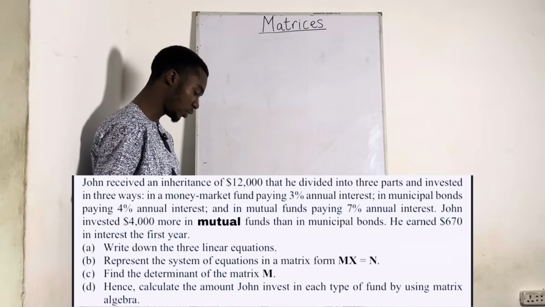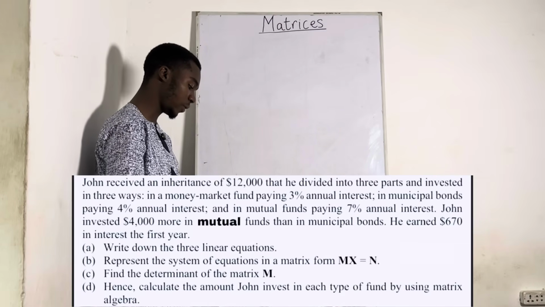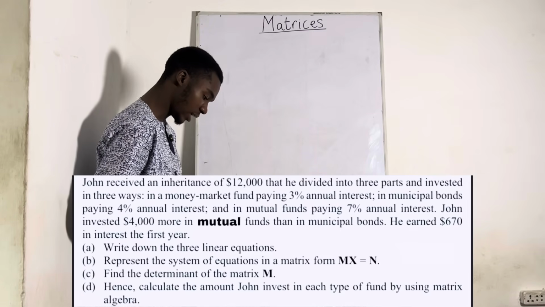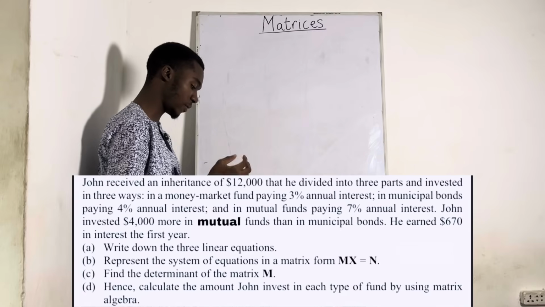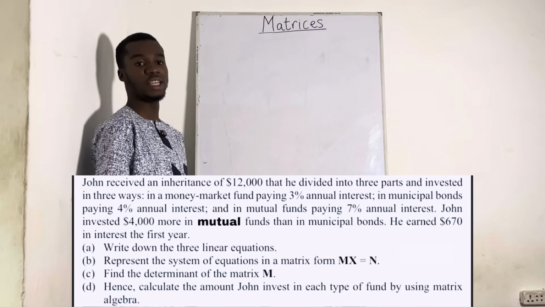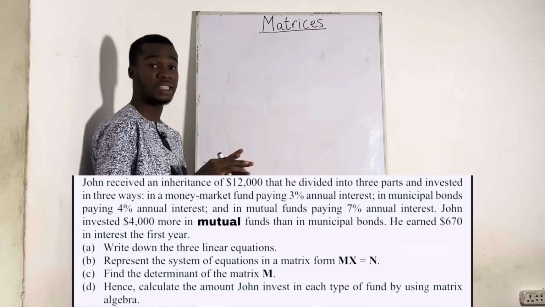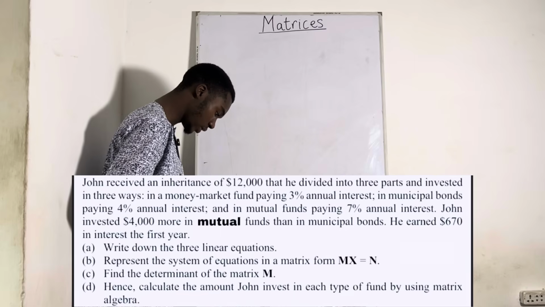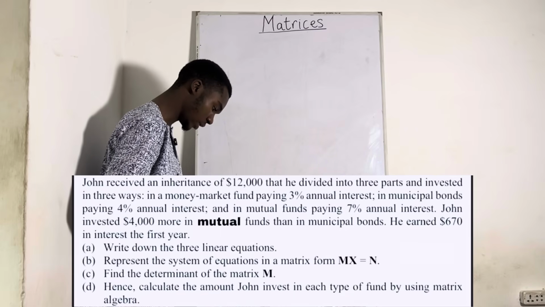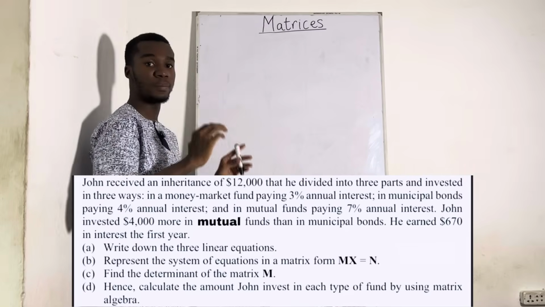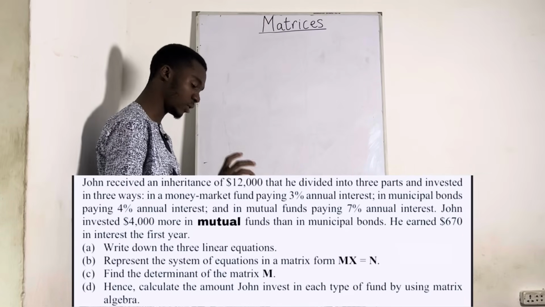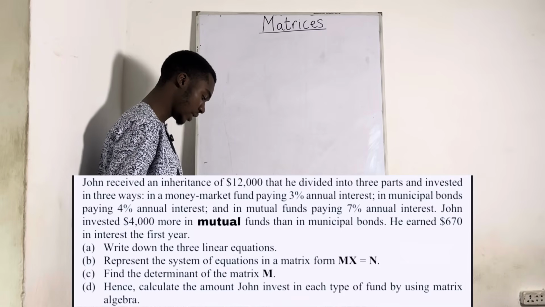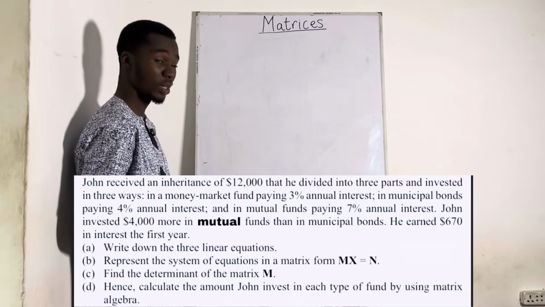So it also goes on to say that John invested $4,000 more in mutual funds than in municipal bonds. You get it? Then the latter part of the question says that he earned $670 in interest the first year. So what that means is that when you add the interest for all of them, you see he divided it into 3 parts. The first one was money market fund. The second one was municipal bonds, and the third one was mutual funds. So the interest you get for all of them, when you add all, he got $670. So he earned $670 in the first year. So now that we've understood this, we can answer the questions.